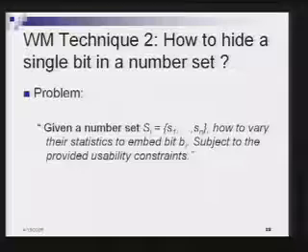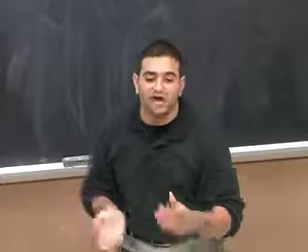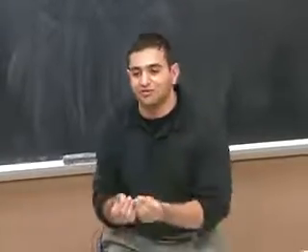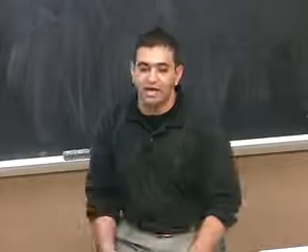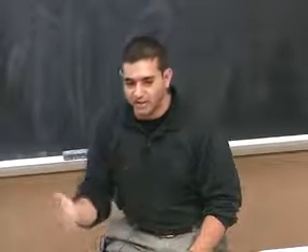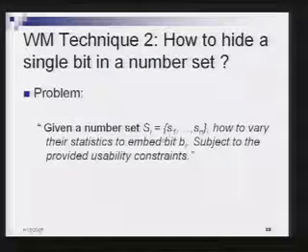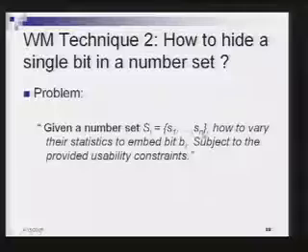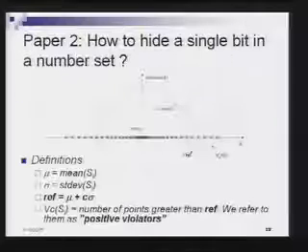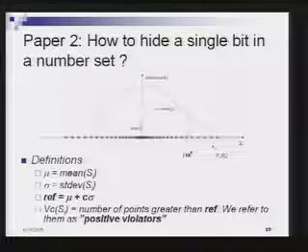Before we talk about the encoder, I want to discuss with you how to hide a single bit in a number set. You have a number set, and you want to hide a single bit in it. If we can solve this problem, we can easily embed a single bit in the partitions that we devise. So what's the problem? Given a number set Si, which is S1, S2, up to Sn, how to vary their statistics to embed bit Bi, subject to the provided usability constraints. So there will be usability constraints, and you want to embed that bit in this number set. We will see how.